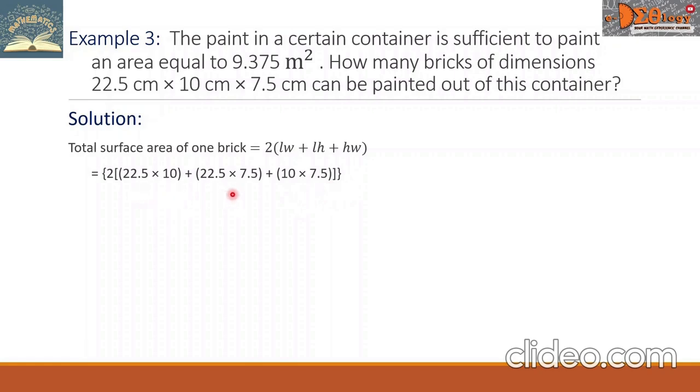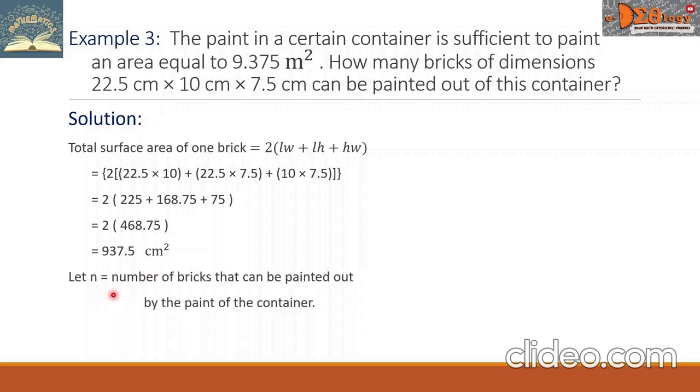We simplify the corresponding products. So we have here 225 plus 168.75 plus 75. The total of the numbers inside the grouping symbol is 468.75. Then we multiply this by 2. So we have 937.5. The unit of measurement is square centimeters.